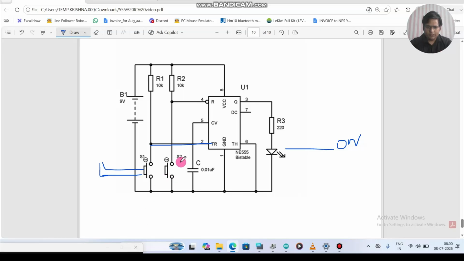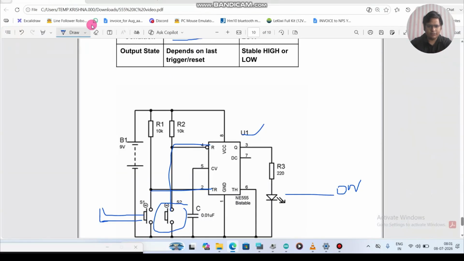Okay. When you press the second one, because the second one, if you see, is connected to the reset pin. So when you press the second one, what happens? The LED will turn off. Okay, so let me explain the circuit of bistable.